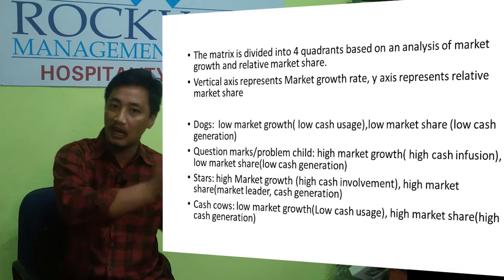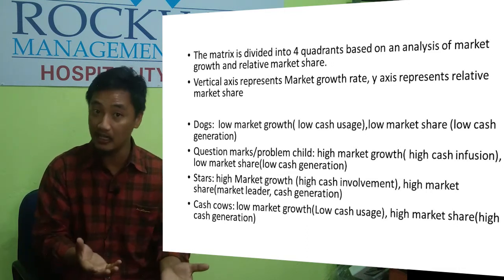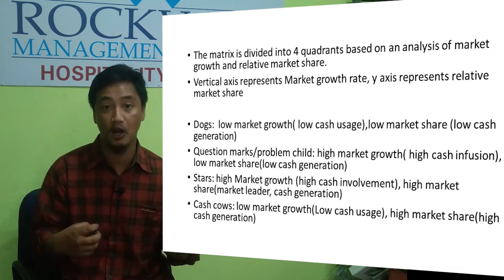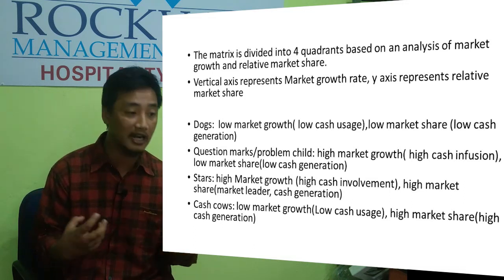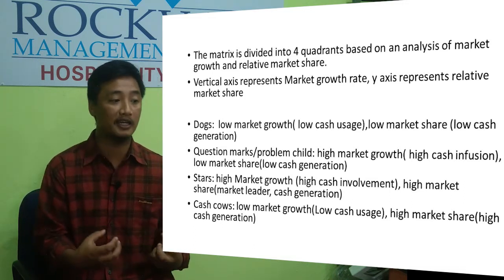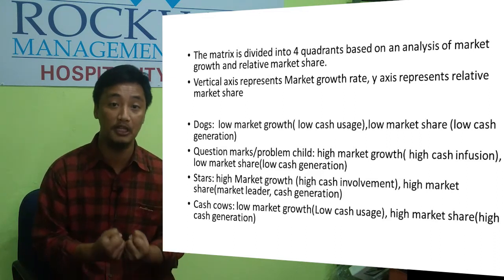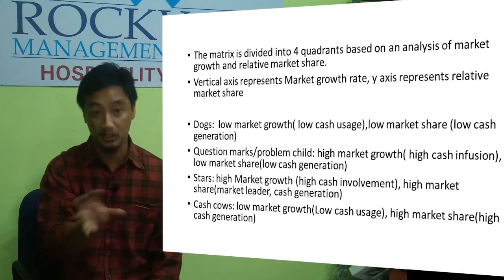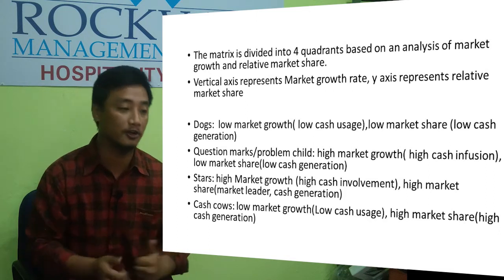So in the stars quadrant, the market growth is huge, as well as the market share of our product. So we can say that we are like a market leader because our market share is high, and it generates a lot of cash for the company. So the products which come under stars will give us high return on investment.